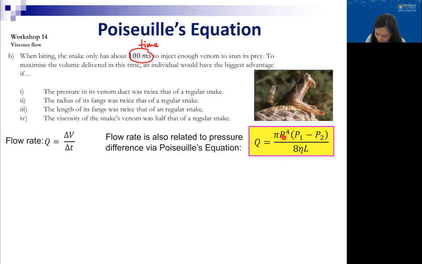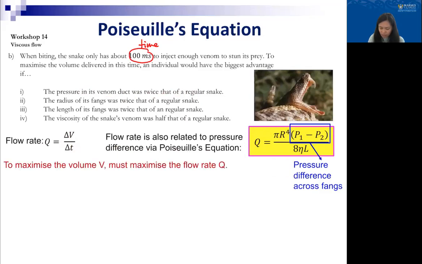So here we can see pressure difference. Pressure difference is directly proportional to the flow rate. So if the pressure is twice that of the regular snake, pressure difference, yeah. So to maximize the volume, we have to maximize the flow rate Q. Let's look at the pressure difference. The first choice: the pressure difference is doubled. It's twice that of the regular snake.